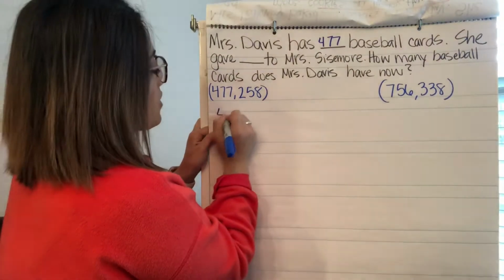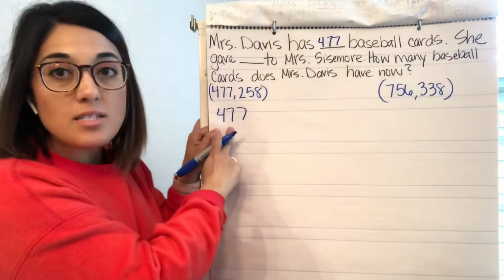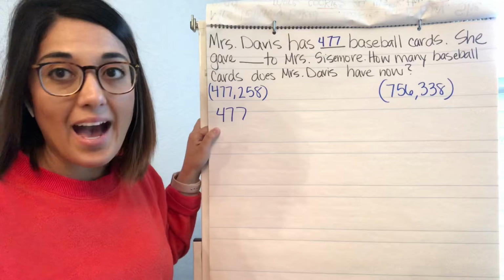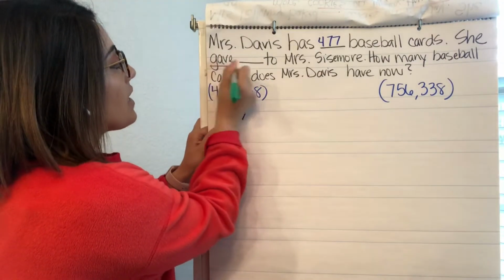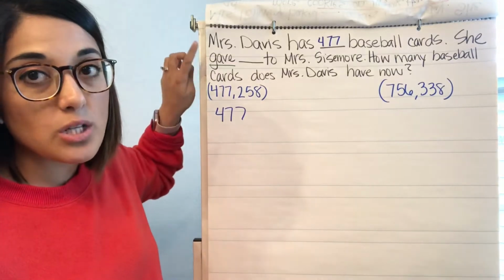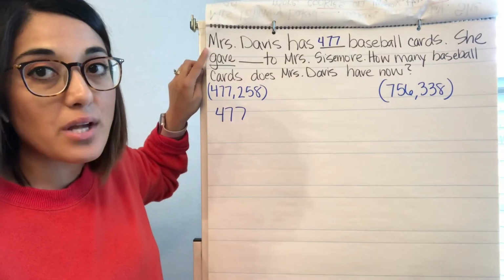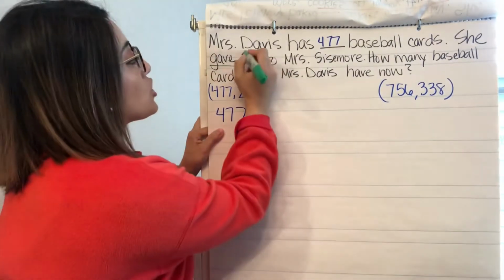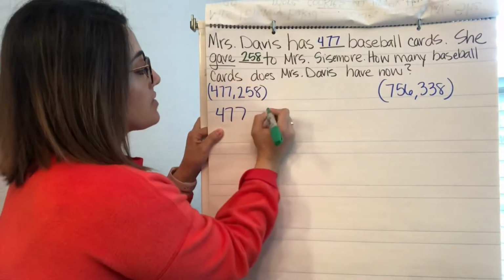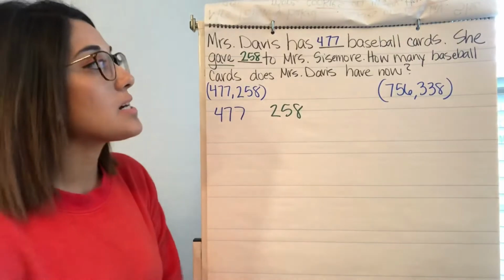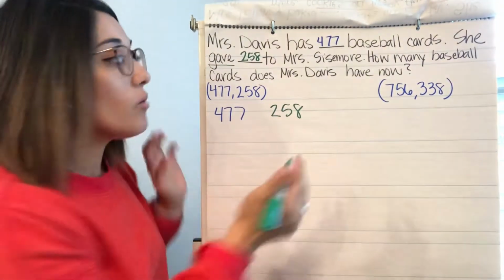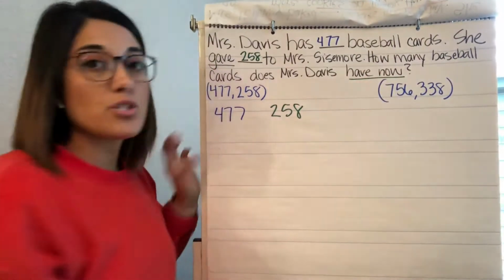477 baseball cards. So I'm going to write that, that's the first number that we know, that's what I have. And then it says I gave, and I'm going to underline that gave because that's going to help us know what operation we need to do. 258 to Mrs. Sizemore. How many baseball cards does Mrs. Davis have now?